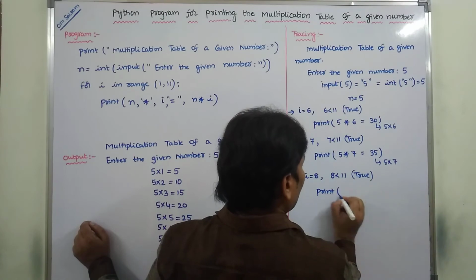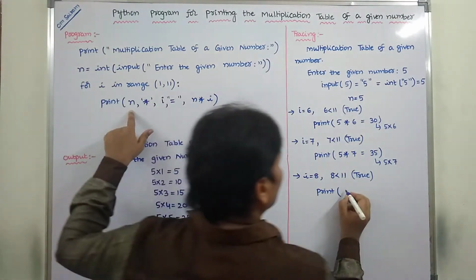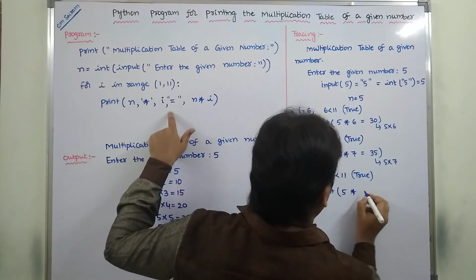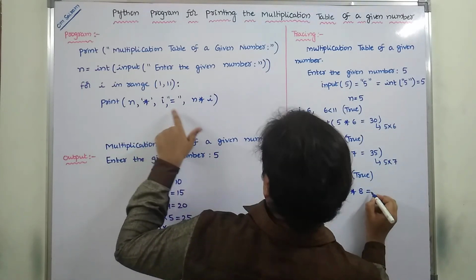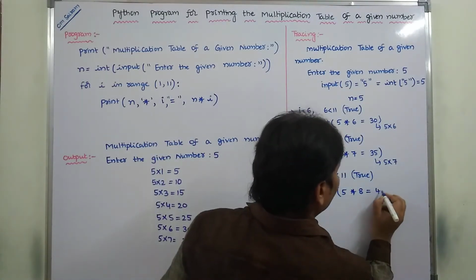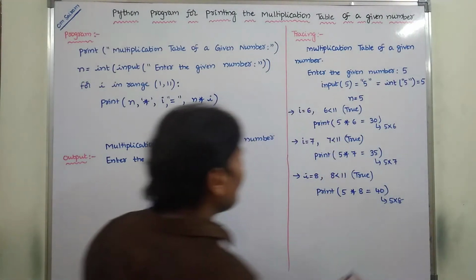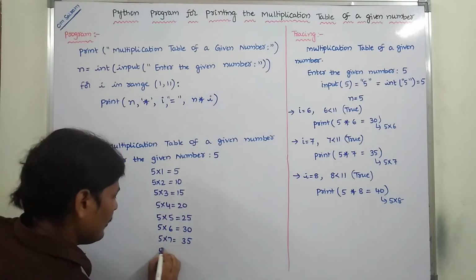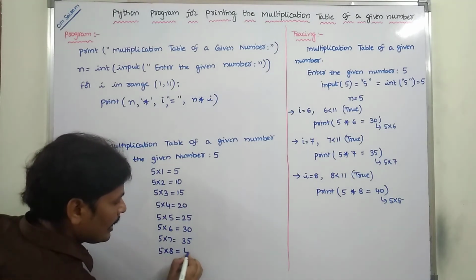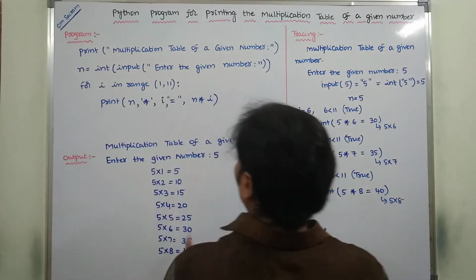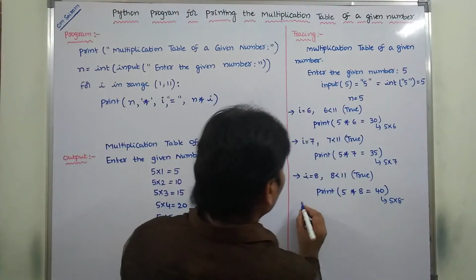So print here n value is 5, into, I value 8, that is equal to n into I, that is 5 into 8, that is 40. So printing 5 into 8, 5 into 8, that is equal to 40. 40 is printed. After printing, again the control goes to the for loop.